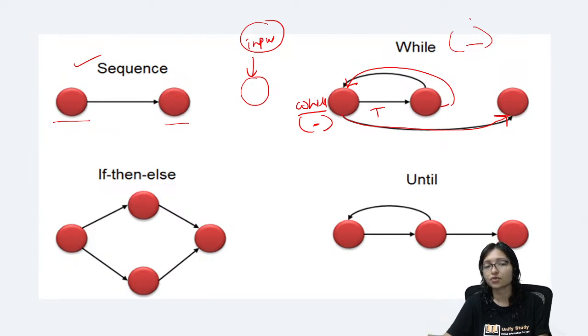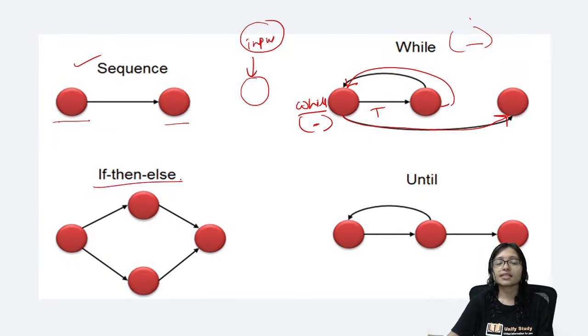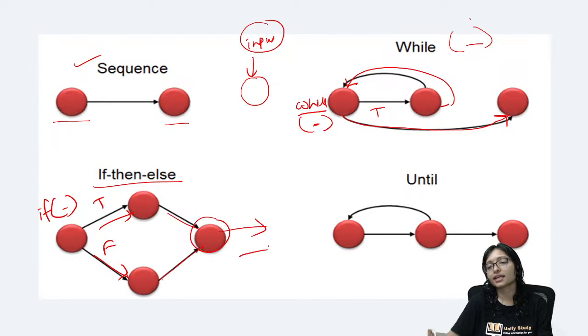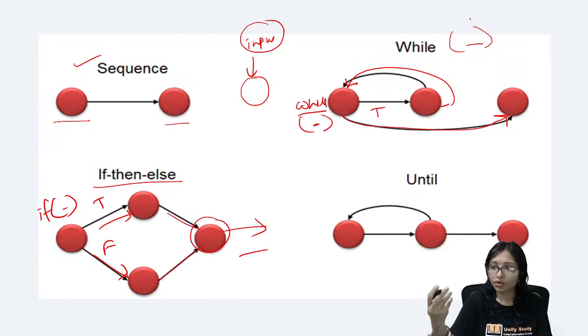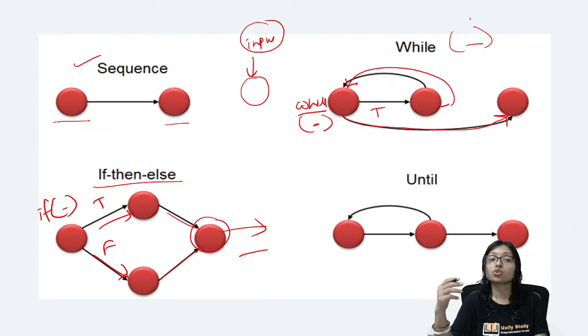How to represent if and else? If and else means what? Whenever you are checking a condition, if this is true, then do this. If this is false, then do this. After that, ultimately merge and then go to the next step. This is the way to draw the flow graph. Flow graph drawing is very important. Without flow graph drawing, you cannot do statement coverage, branch coverage, path coverage.